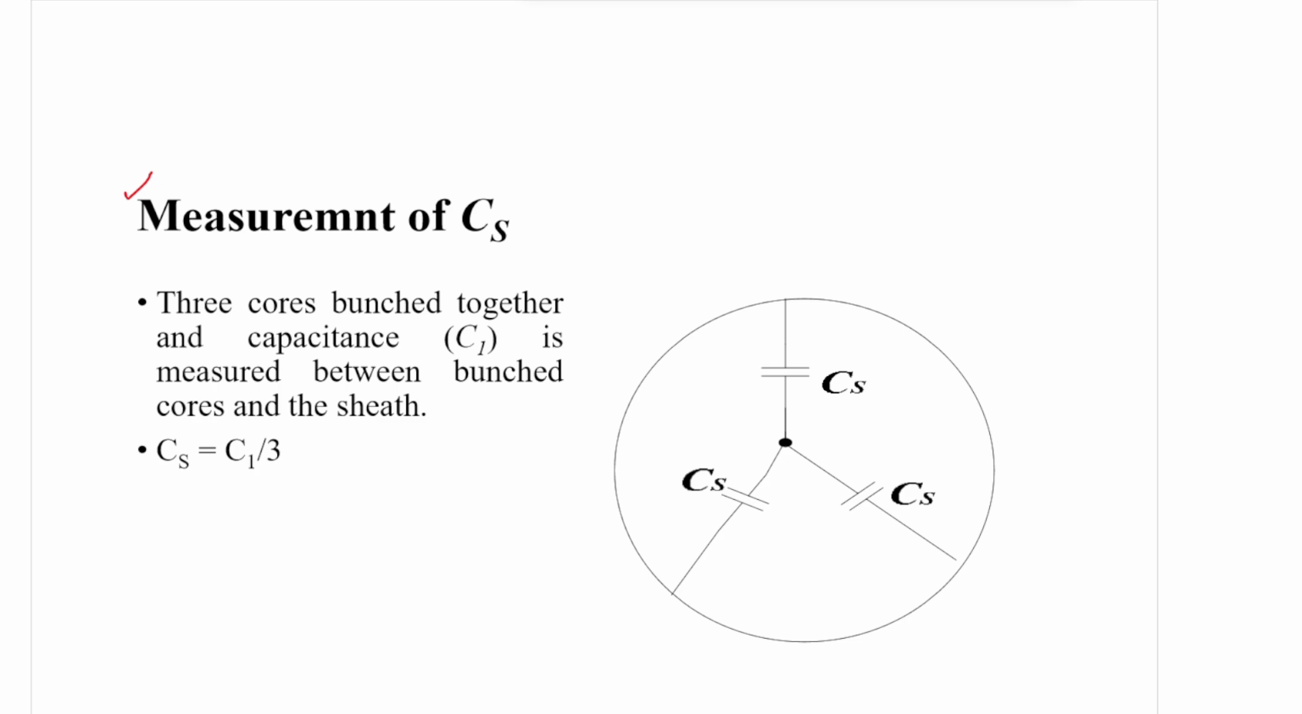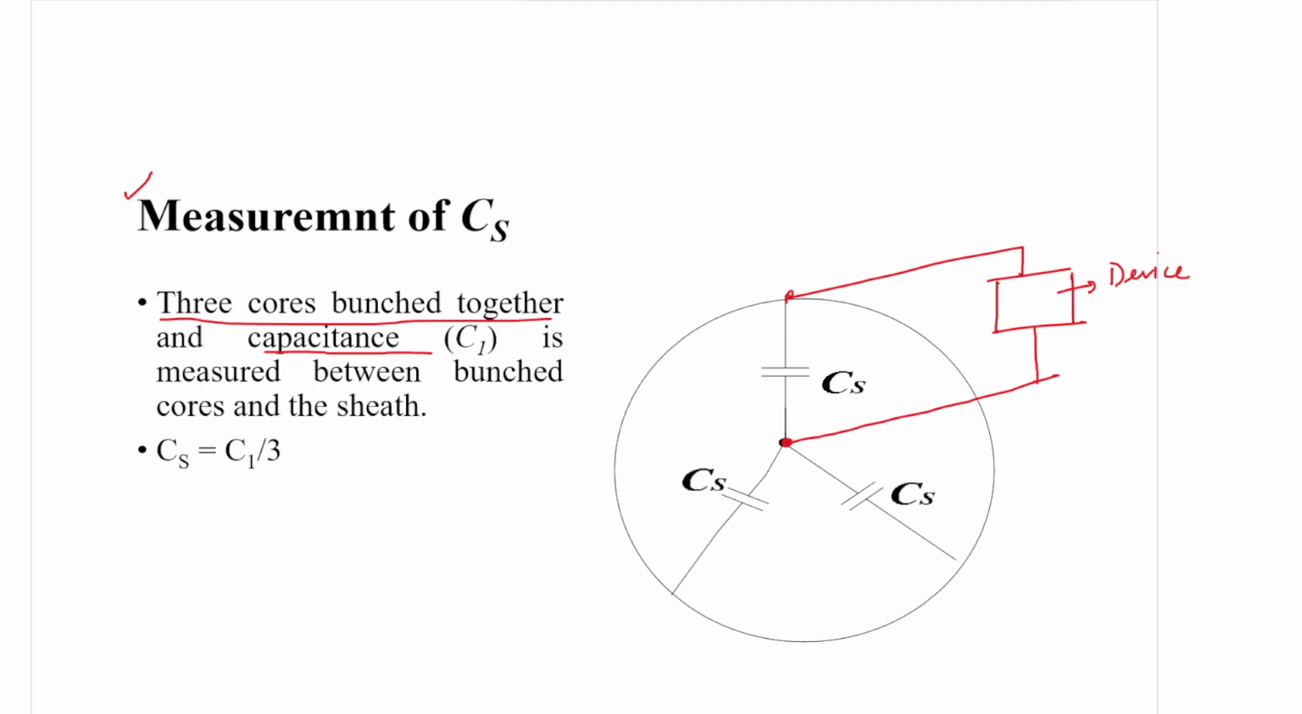The first method: there are two different methods by which we can measure Cs. You see the three cores bunched together, and the capacitance C1 is measured between the bunched core and the sheath. That means we have a capacitance measuring device. We need to fix the capacitance measuring device at these 2 points, one across the core and another across the sheath. So this is the measuring device by which you can measure capacitance.